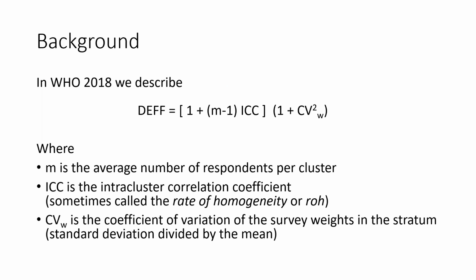So in Annex B of our manual, we describe the design effect using this equation. It's got 2 terms. It's got a term that has to do with the clustering effect, where M is the average number of respondents per cluster, and ICC is the intra-cluster correlation coefficient. Sometimes in the literature, it's also called the rate of homogeneity, or rho. Sometimes it's symbolized using the Greek letter rho.